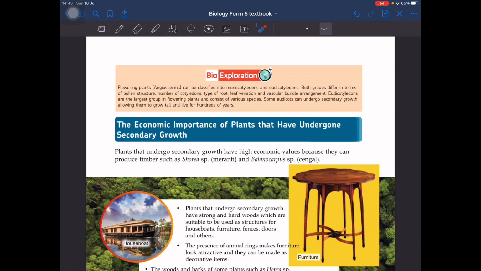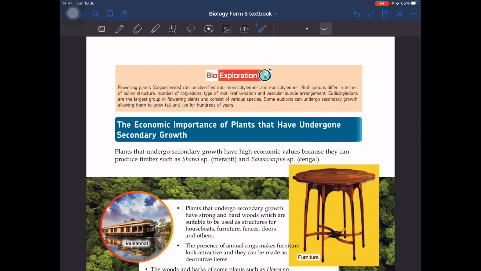So flowering plants, i.e. angiosperms, can be classified into monocotyledons and eudicotyledons. Both of them are applicable under both classifications. However, they do differ in terms of pollen structure, of course, the number of cotyledons, type of root, leaf venation, and vascular bundle arrangement. So eudicots are the largest group in flowering plants, with various species where some can undergo secondary growth, allowing them to grow tall and live for hundreds of years.